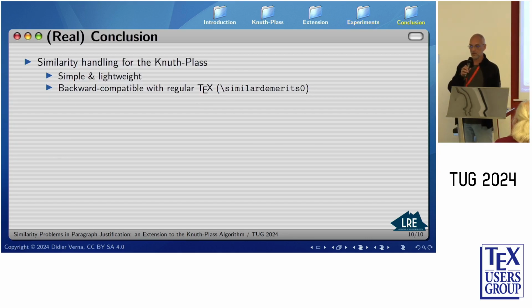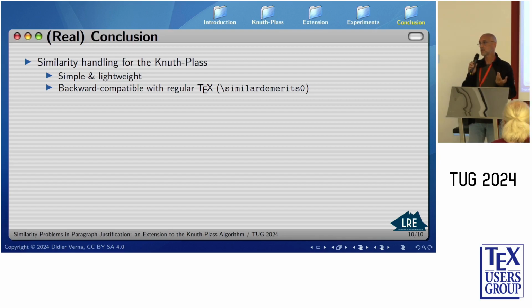Okay, and so here is the real conclusion this time. The similarity handling extension that I'm proposing here is actually very simple and lightweight. Okay, it has a natural way of being plugged into the Knuth-Plass because everything is already here to compare adjacent lines.